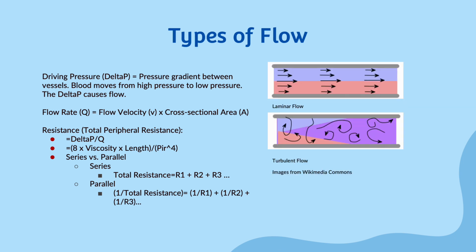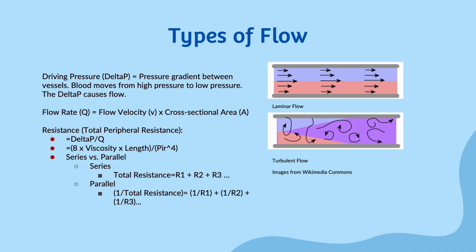The smoothness of the vessel walls can affect resistance as well. The smoother the walls, the less resistance to blood flow. Another important factor to consider is the flow pattern, which can be either laminar or turbulent. Laminar flow is a smooth, orderly flow pattern where the blood flows in parallel layers with little mixing between layers. This type of flow typically occurs in larger blood vessels, such as the aorta, and is characterized by low resistance to flow.